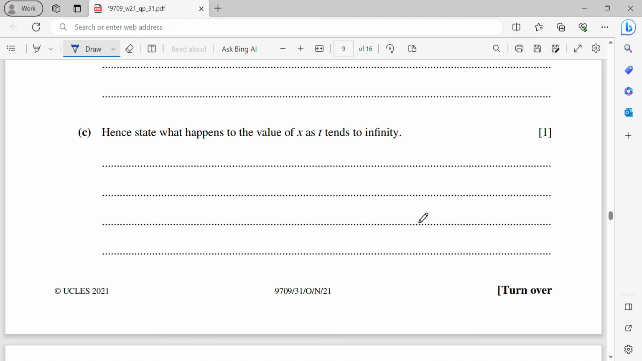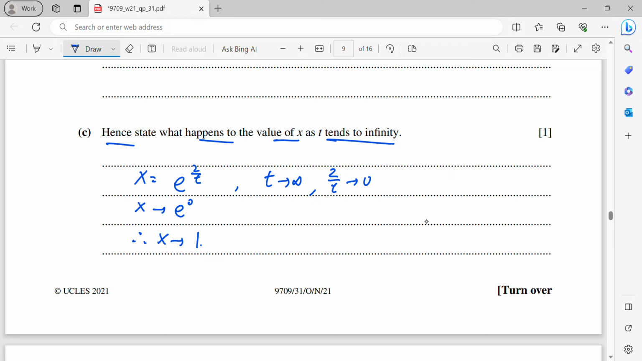Now, hence state what happens to the value of x when t tends to infinity. Now I need to rewrite x is e to the power of 2 over t. So when t tends to infinity, 2 over t will tend to 0. Therefore my x tends to e to the power 0, which means my x tends to 1 as t tends to infinity. Okay, so done for part C.